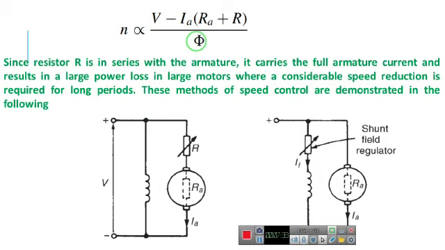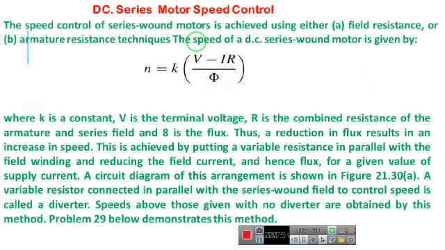If we return to the equation, n is directly proportional to... we can control the speed of the DC motor by controlling the voltage, or by controlling the resistance of the armature, or by controlling the flux, which are also important points. This is for the shunt motor.